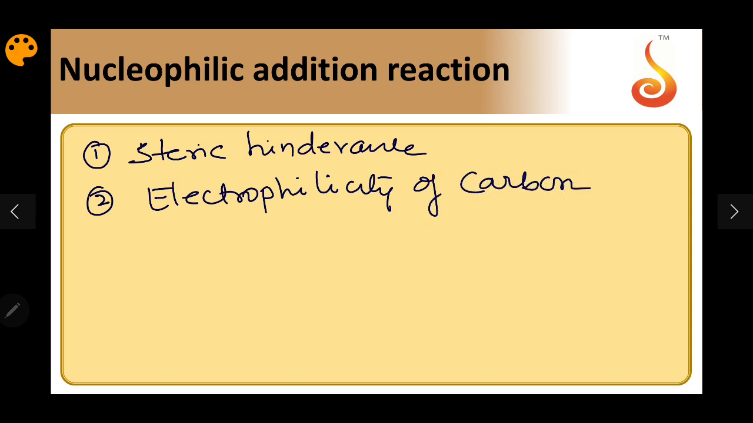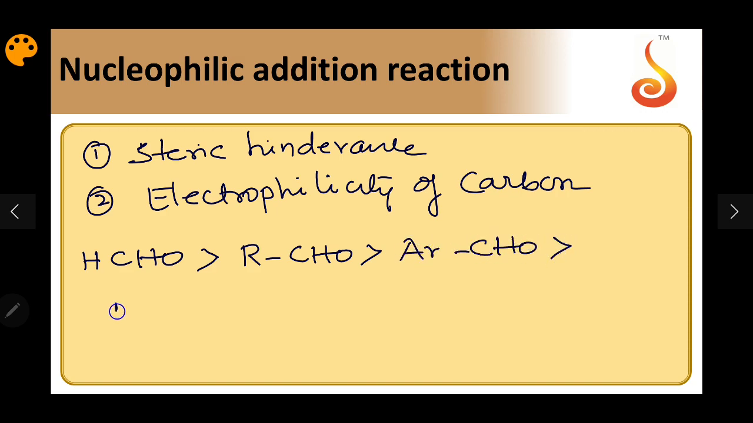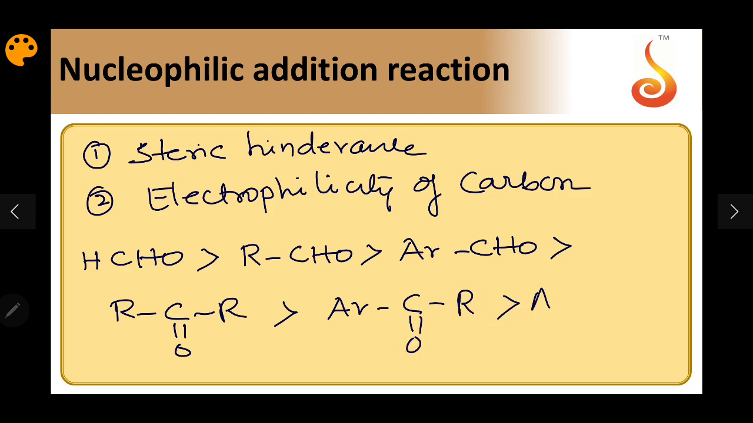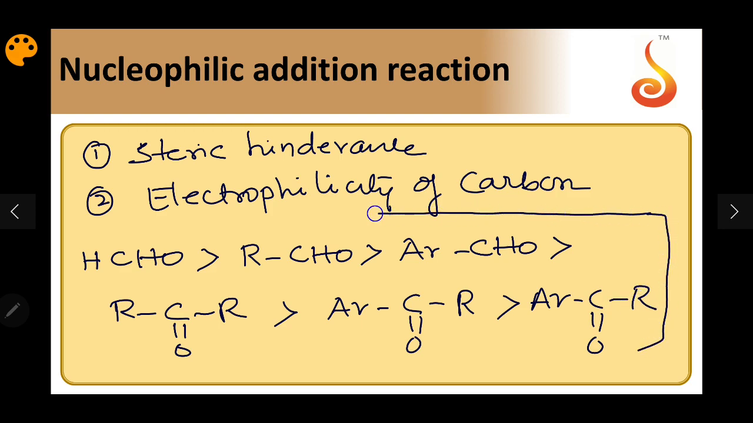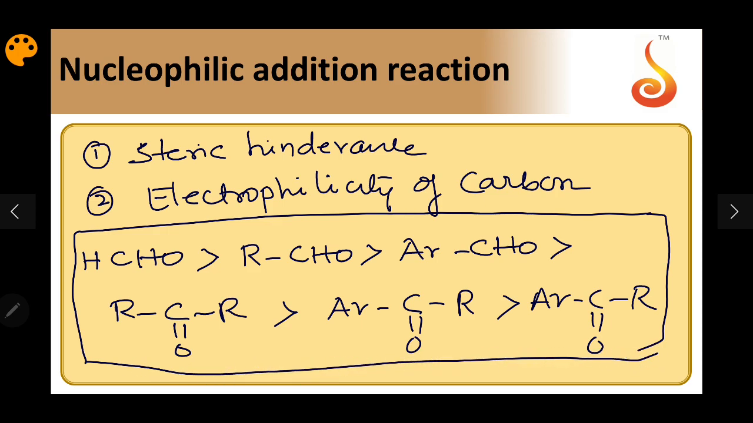So based on steric hindrance, we can say the overall order of reactivity. Formaldehyde is the highest reactive compound, then any other aldehyde, then aromatic aldehyde, after that a ketone, aliphatic ketone, then aryl alkyl ketone, and finally aryl aryl ketone. This is the overall order of reactivity of carbonyl compounds towards nucleophilic addition reaction. So presence of electron withdrawing group will increase the reactivity if steric hindrance more or less remain the same.